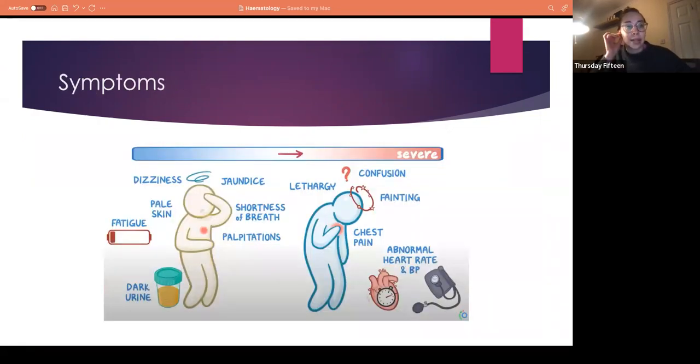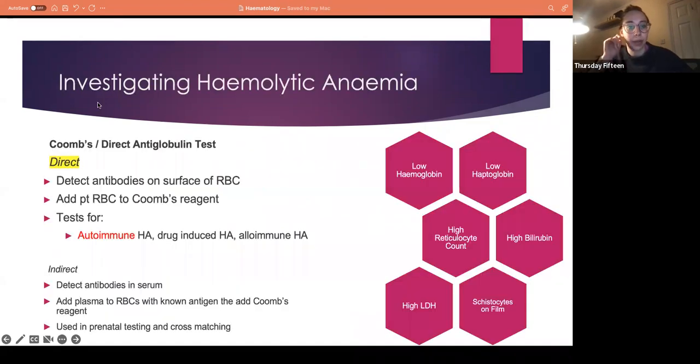Symptoms of hemolytic anemia will be the classic anemia stuff, like shortness of breath, palpitations, some chest pain, tiredness, but there's some other bits in there as well. Because you're breaking down your red blood cells, the hemoglobin breakdown product is bilirubin, so people get jaundiced, dark urine, pale stool as well.